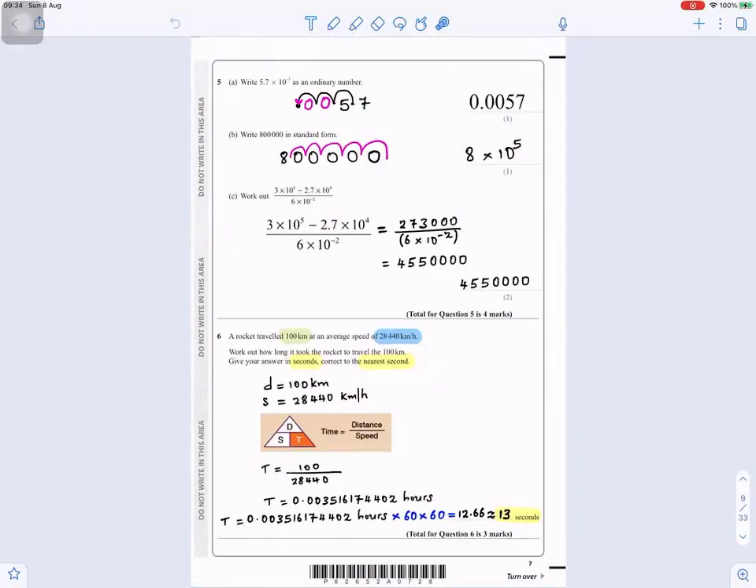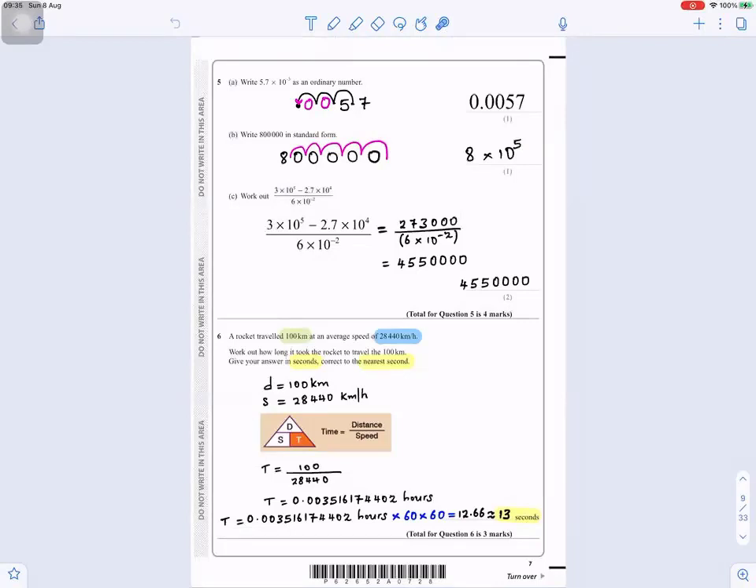Question number 5. Write 5.7 times 10 to the minus 3 as an ordinary number. So you would move the decimal place 3 places behind. 1, 2, 3. So it's 0.0057. Write 800,000 in standard form. 1, 2, 3, 4, 5. So it's 8 times 10 to the power 5.